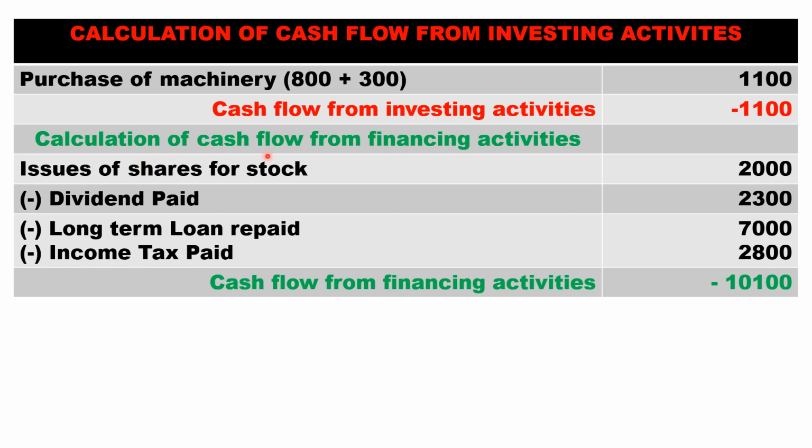Next, cash flow from finance activity: issue of shares only for stock. Only the stock amount you should take because stock is current, share is non-current. So 2,000 less dividend paid, less long-term loan paid, less IT paid. You get cash flow from finance activity minus 10,100, which indicates it's a cash outflow.